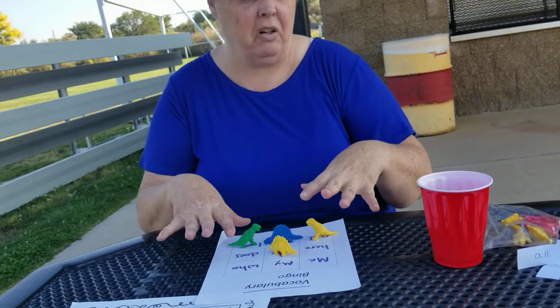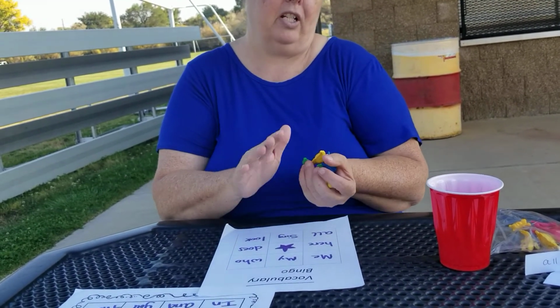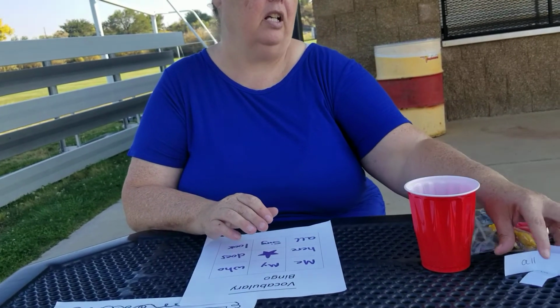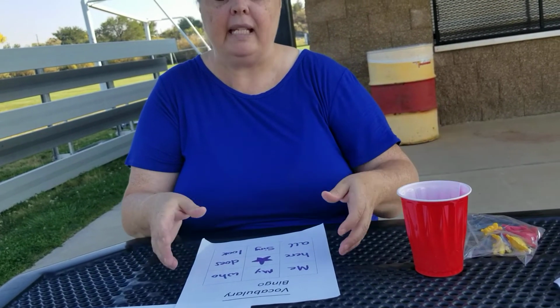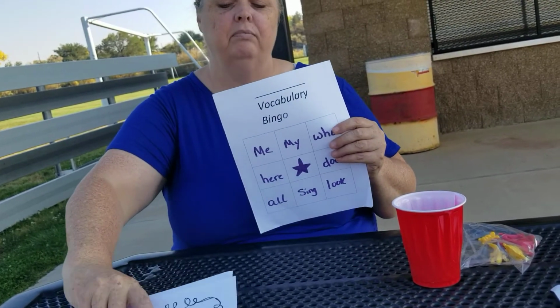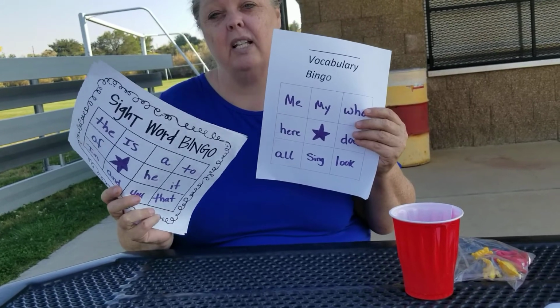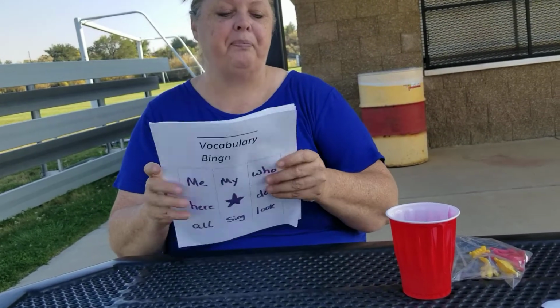Now when my kiddos get bingo, because they're the only one touching their goldfish, they get to eat their goldfish that they have on their bingo card. So it's a fun way to get them to practice some of their sight words and vocabulary words. So these are definitely activities that you can do to help them with that.